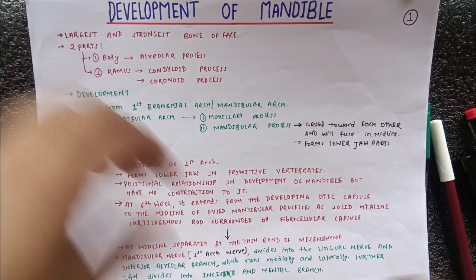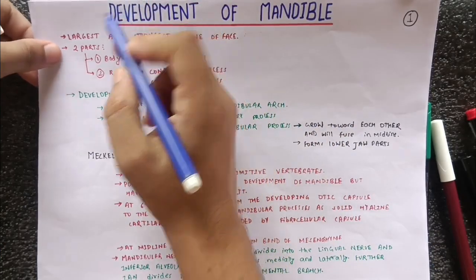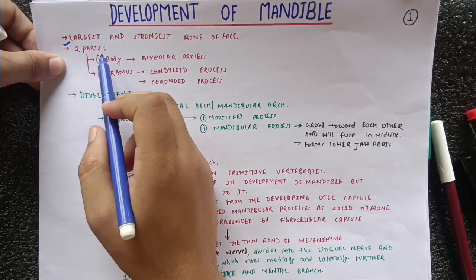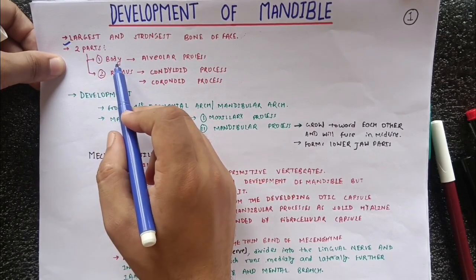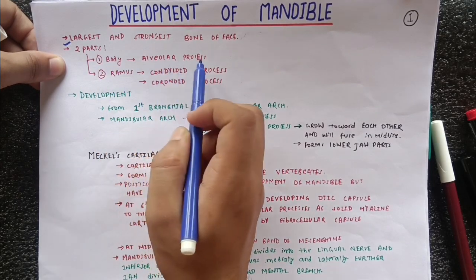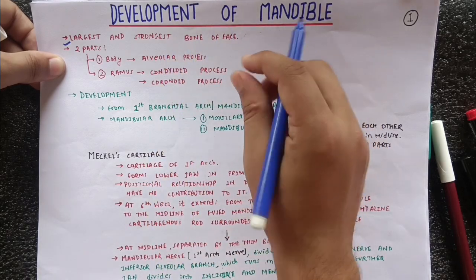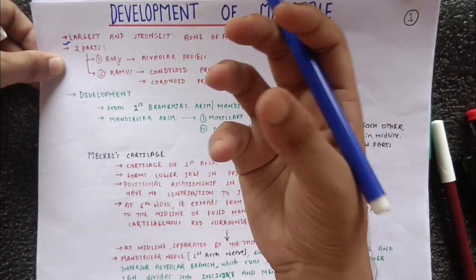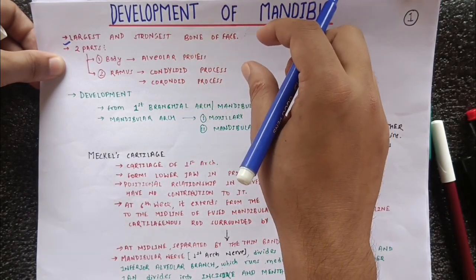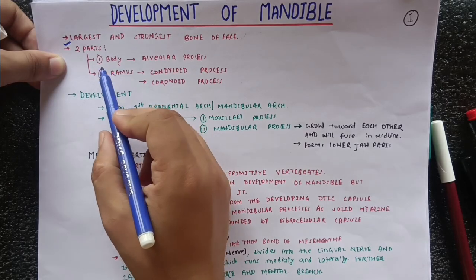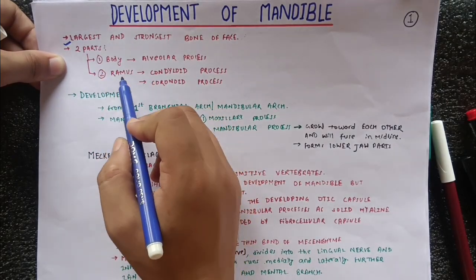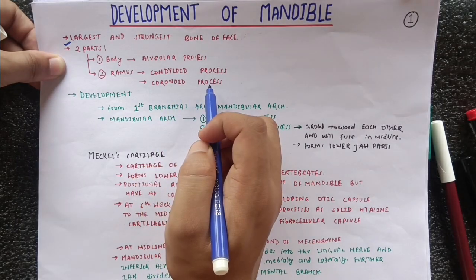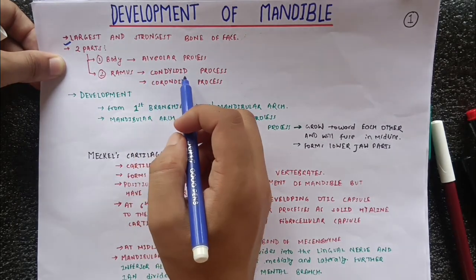So as I have written here, it is the largest and the strongest bone of the face. Okay, so the mandible is the largest and strongest bone of the face. It has two parts, one is the body and another is the ramus, and in the body there is the presence of the alveolar process. Alveolar processes are those that consist of the sockets. In those sockets there is the presence of the particular tooth. After that, another part is the ramus, and the ramus is the part that constitutes the condyloid process and the coronoid process. Okay, I will be showing you all those parts in the picture.